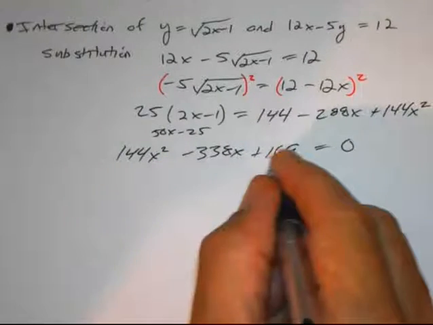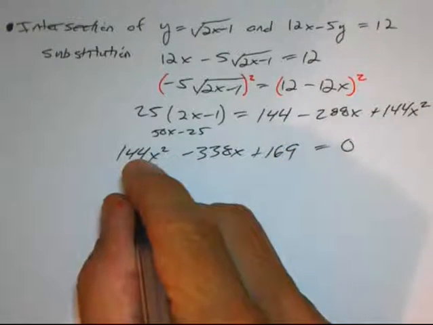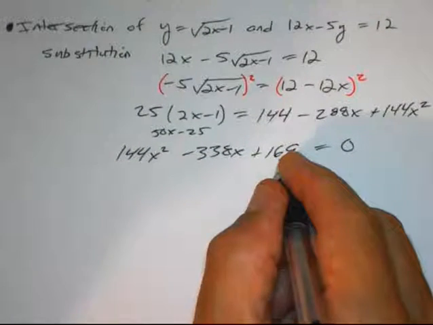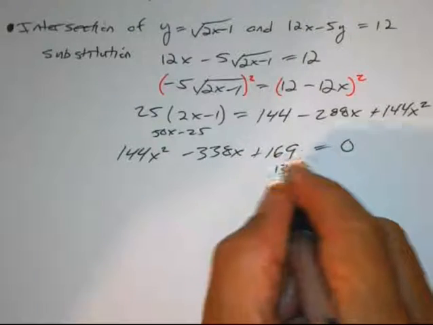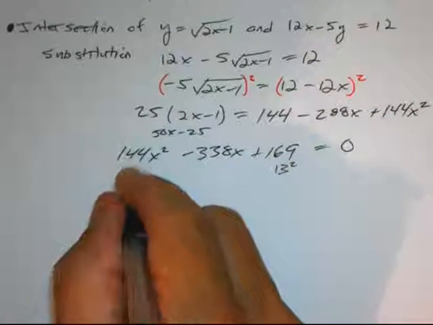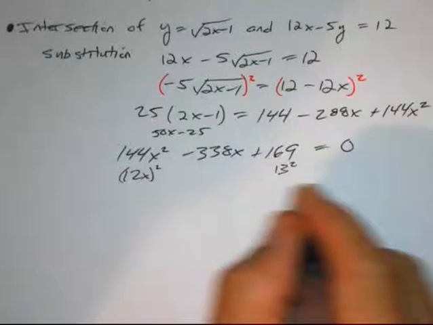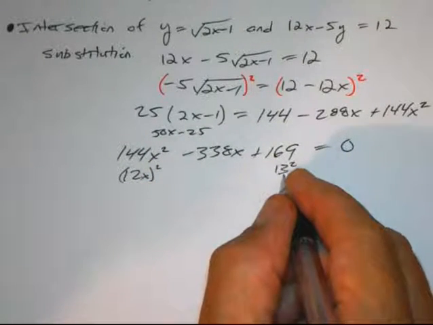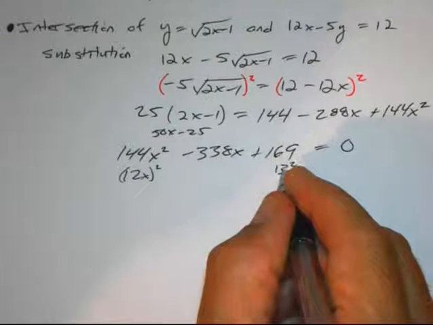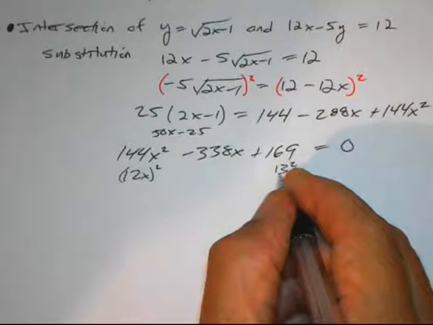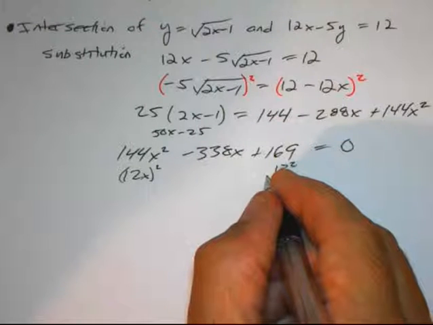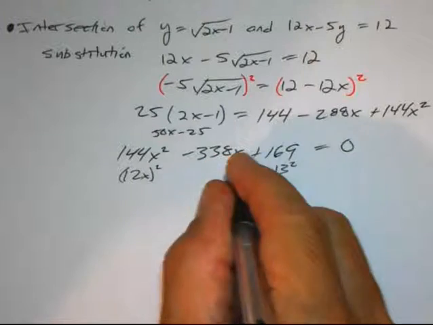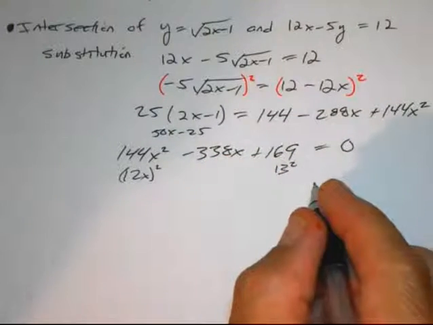A factorization, hopefully. Let's see, is this a perfect square trinomial? Got squares here and here. It's a possibility. Here, this is the 13 squared. Here, of course, would be the 12x squared. So let's see, a 12 by 13. That's 144, 154, 156. And then double that, that would be 312. No, we have the minus 338. Okay, not a perfect square trinomial.